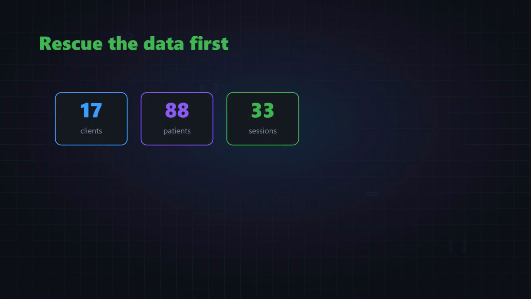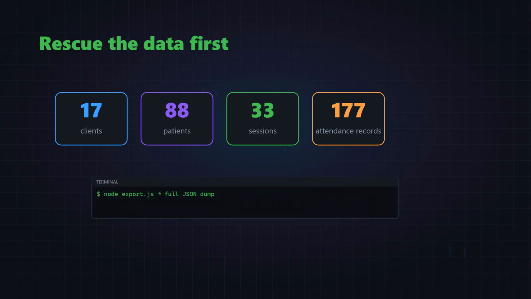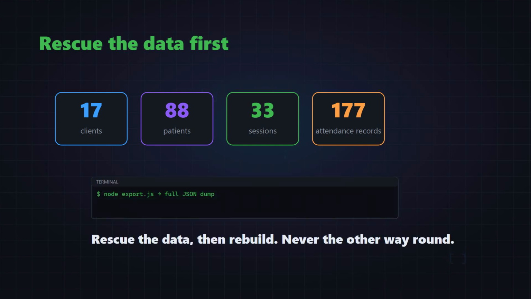Right. Before we rebuild anything, there is one job that comes first, and please do not skip this in your own projects. Get the data out. There was live data in that cloud database. 17 clients, 88 patients, 33 recorded sessions, and 177 individual attendance records. That is real history. So before the old app got shelved, we wrote a small Node script to export the whole lot to JSON. Rescue the data first, then rebuild. Never the other way around.